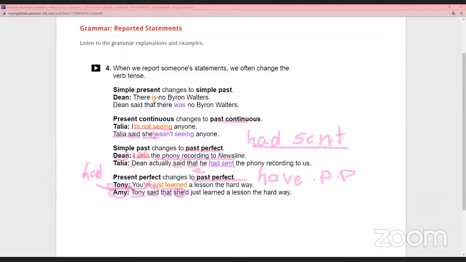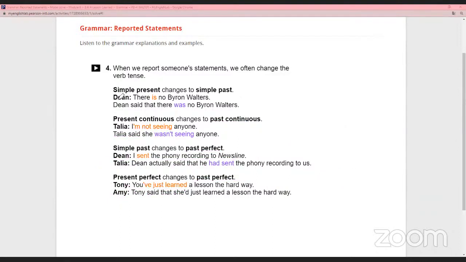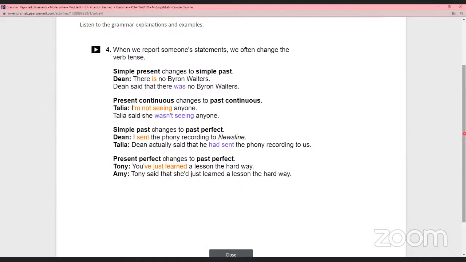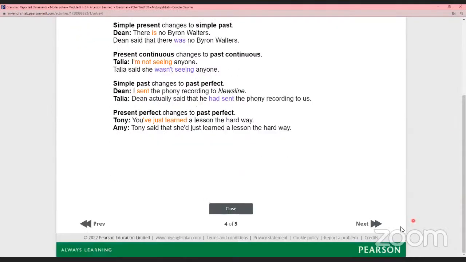Okay, as you can see, maybe it's not difficult, but we have to remember the time tenses to keep this lesson. Is there any question maybe? No, it's okay. All right, that's cool.